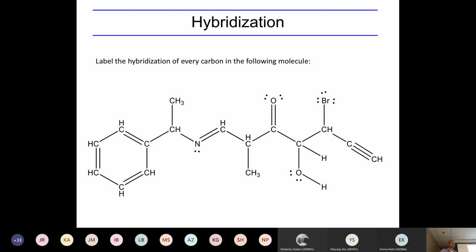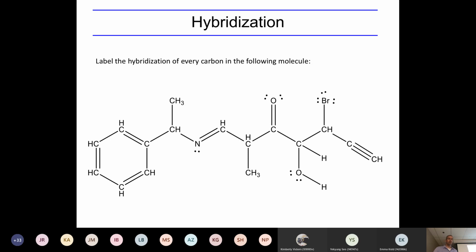Does that sound like it would take a long time? When I'm done with you guys, you're going to be quick. You're going to go sp, sp2, sp2, sp3, sp3, and just be able to buzz through the molecule super quick and identify for each carbon what the hybridization is going to be. Right away, I would say any carbon that has 2 single bonds and a double bond is going to be sp2.